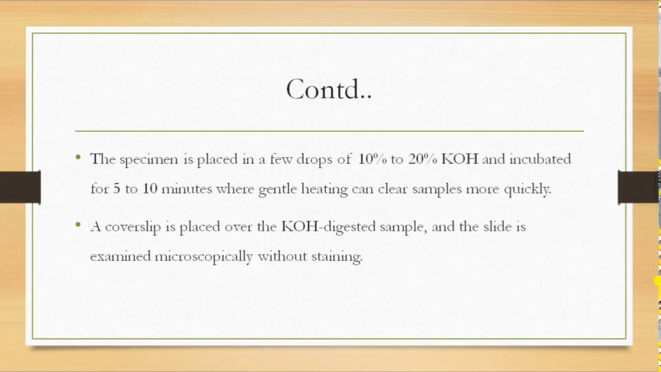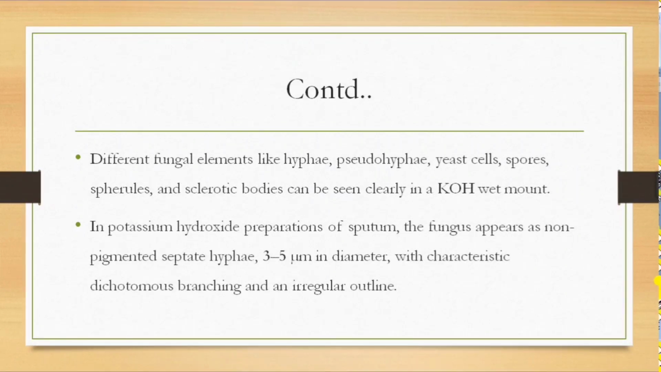So the specimen is placed in a few drops of 10% or 20% KOH and incubated for 5 to 10 minutes, and for more than 24 hours where a tissue sample is used, where gentle heating can clear the samples more quickly. A cover slip is placed over the KOH digested sample and the slide is examined microscopically without any staining. So different fungal elements like hyphae, pseudohyphae, yeast cells, spores, spherules and sclerotic bodies can be seen clearly by using a KOH wet mount.